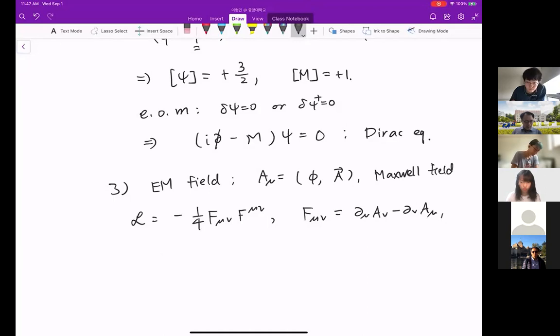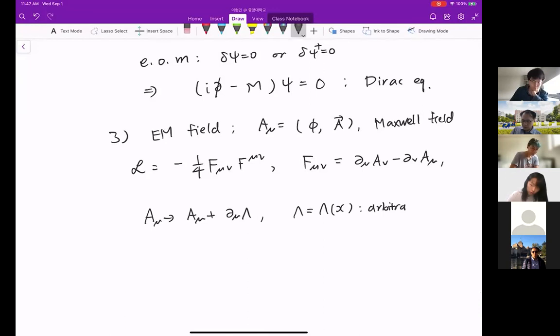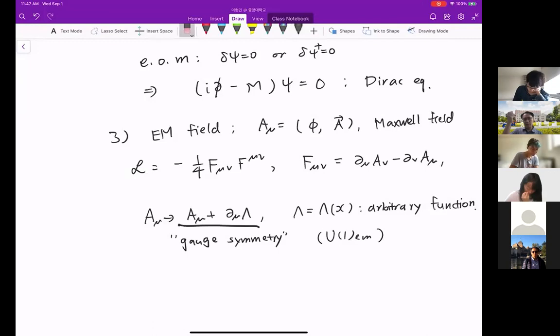And we know the Maxwell equation doesn't change its form under the gauge transformation, where lambda is an arbitrary function. So these are gauge symmetry. We call this U1 electromagnetism. So at this level, U1 is a kind of unitary transformation.